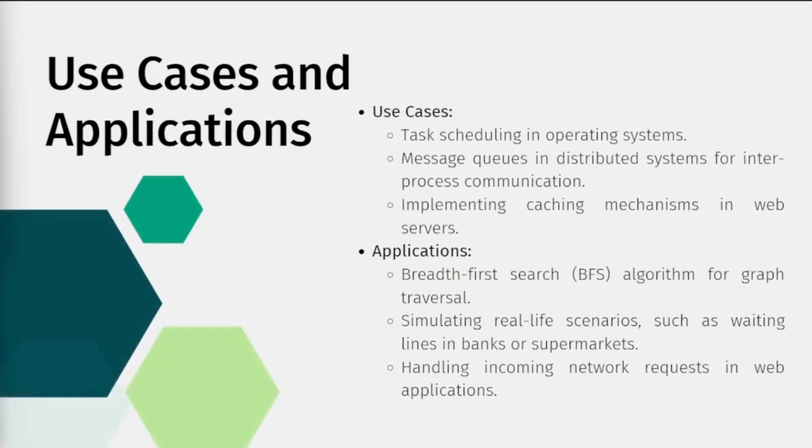There are some use cases of queue and applications. So, task scheduling in operating systems, message queues in distributed systems for inter-process communication, implementing caching mechanisms in web servers. These are some use cases of queues. Breadth first search (BFS) algorithm for graph traversal. We can use a queue for simulating real life scenarios such as waiting lines in banks or supermarkets or movie theaters, anything. Handling incoming network requests in web applications.